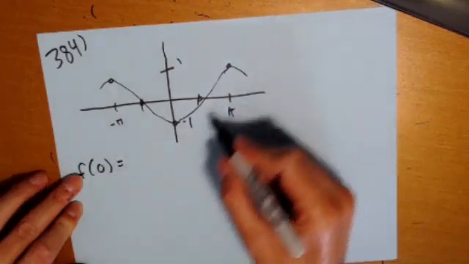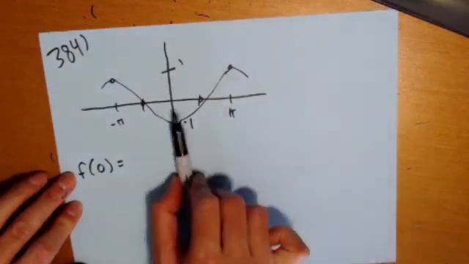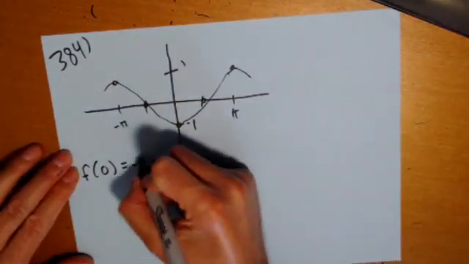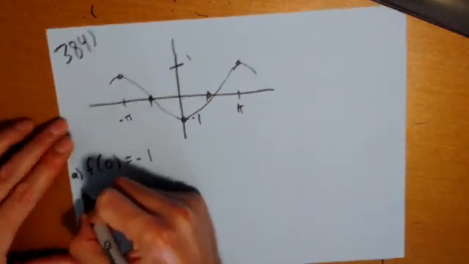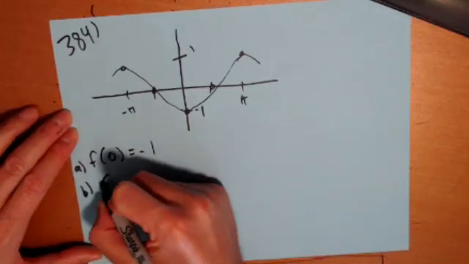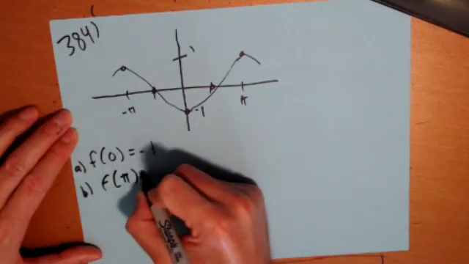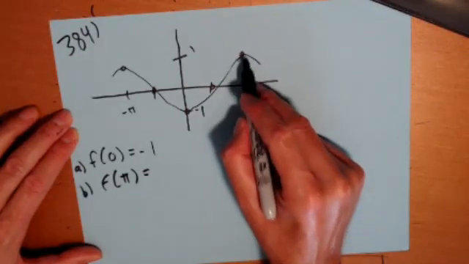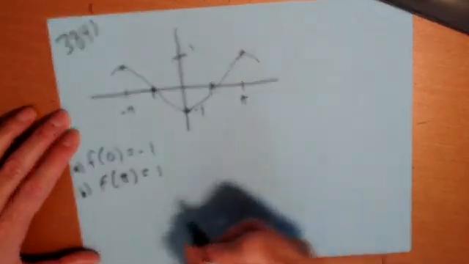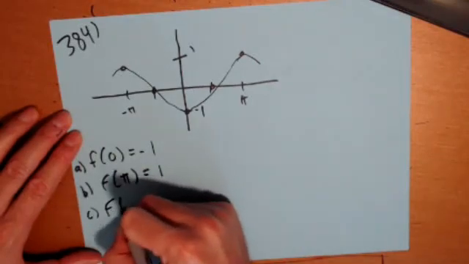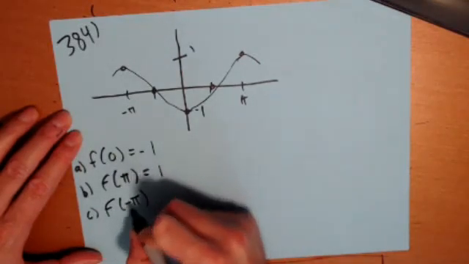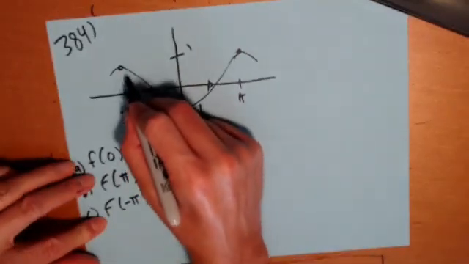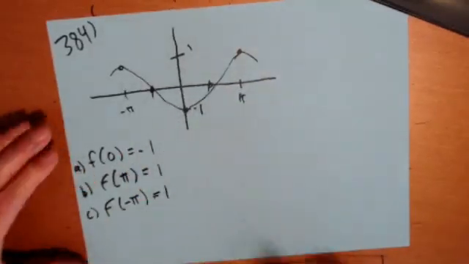Okay. A. F of 0. Function is our picture. At 0, when x is 0, what's our function height? Negative 1. B. What's the function height at pi? At pi, here's pi, and we are up to 1. C. F of negative pi. What's happening at negative pi? At negative pi, the function height is 1.